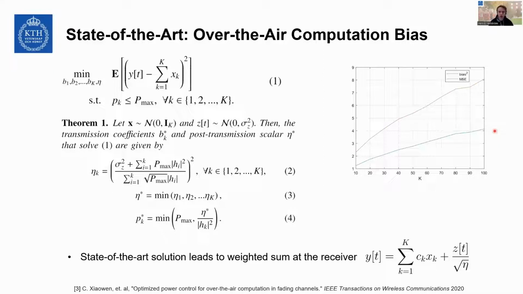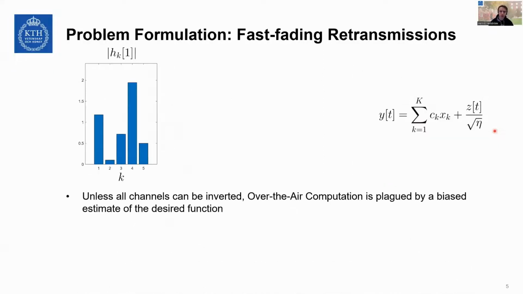This brings us to the contribution of our work, where we are looking to make an unbiased estimator by leveraging retransmissions over fast-fading channels. The basic principle here is that if you only get a single sample from your fading distribution, or well, a single sample for each device, it's very statistically unlikely that every single device has a good enough channel to be inverted.